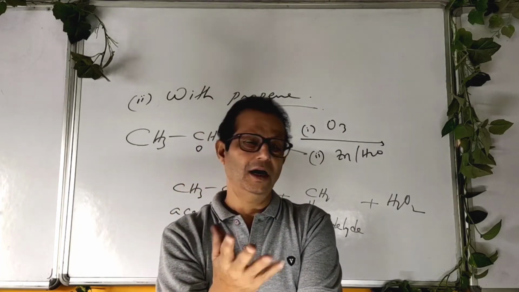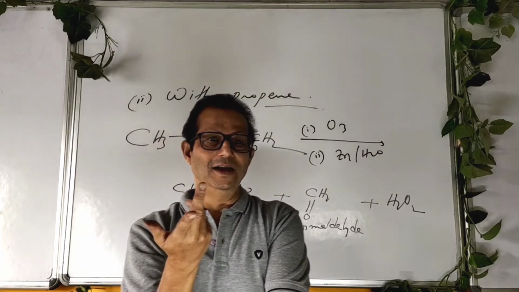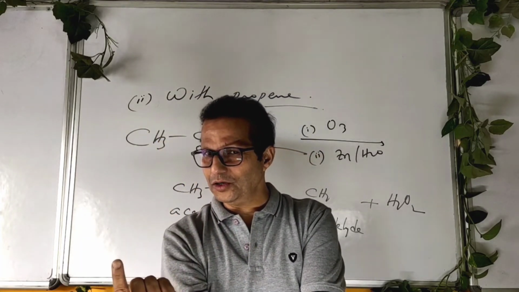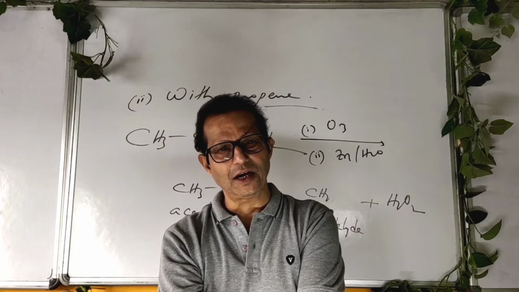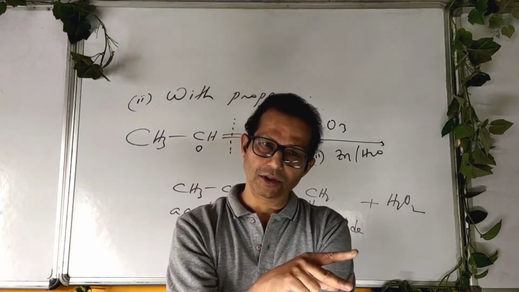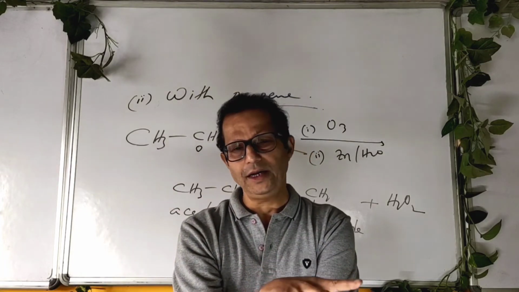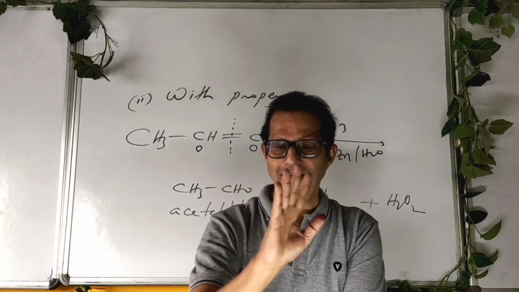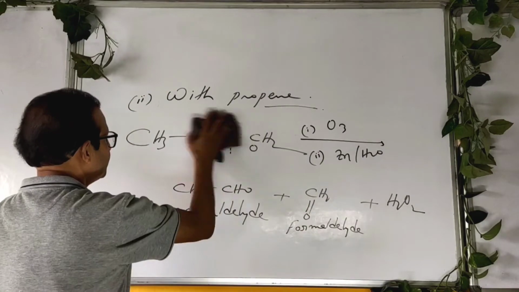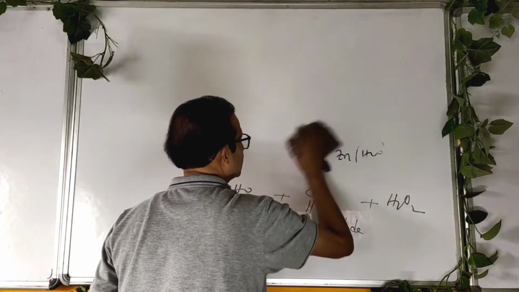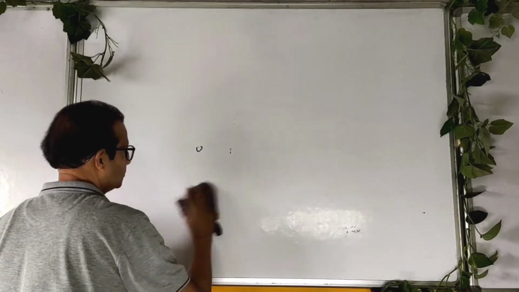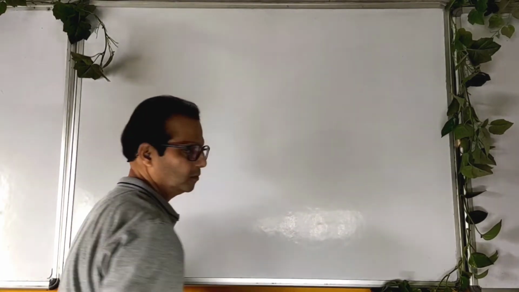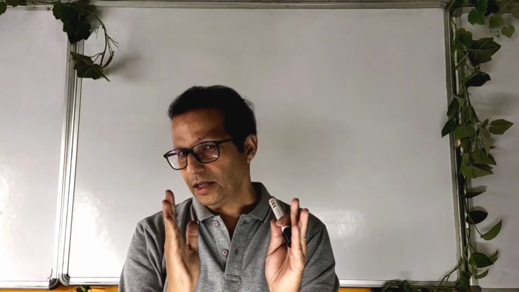Answer is the same. 3 molecules of hydrogen peroxide are formed, so the alkene contains 3 double bonds. Understand? Next, another example, but you will do it at home.